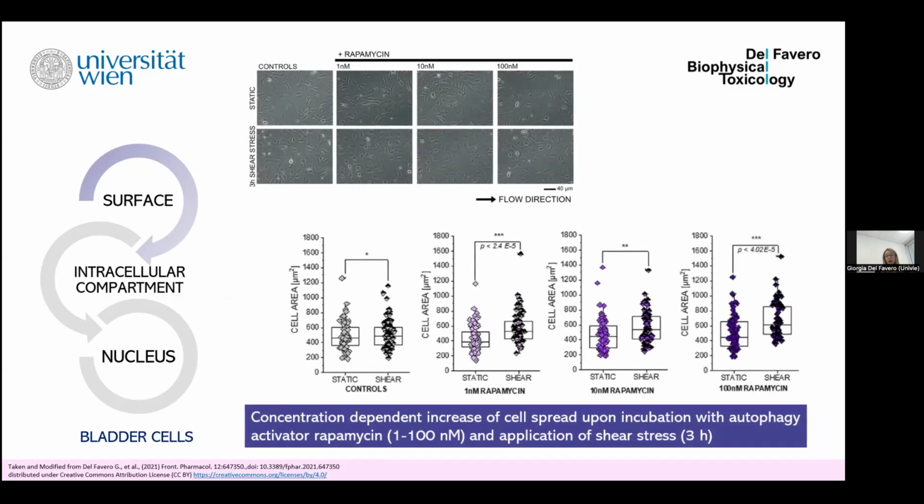This we also quantified, because it's a little bit difficult to appreciate from the bright field images. And as you can see here, we have a concentration-dependent effect where the cells were getting progressively bigger and spreading more, adhering progressively more to their substrate when they were confronted with both the rapamycin and the shear stress. So we thought this could actually be the molecular mechanism also for our cells.